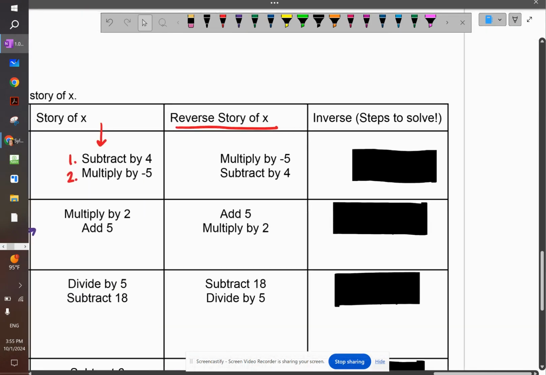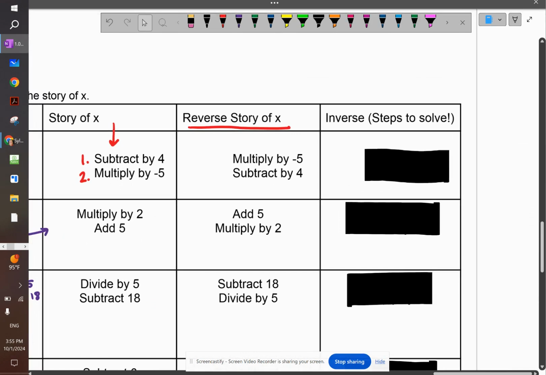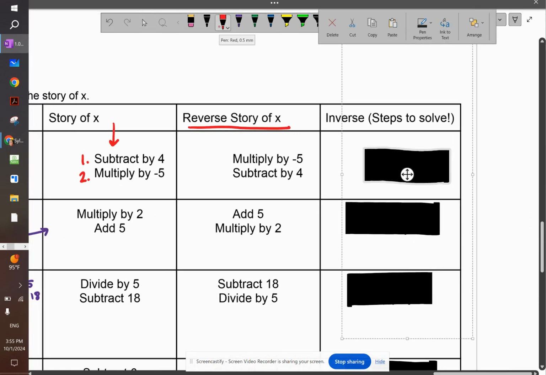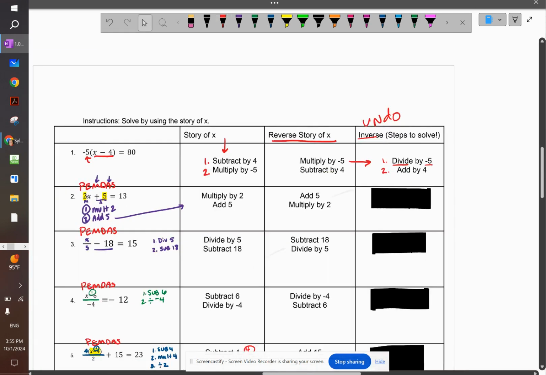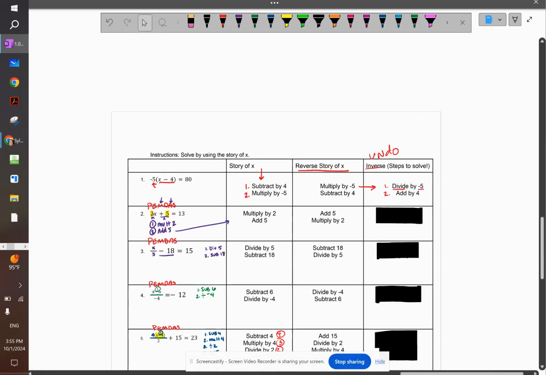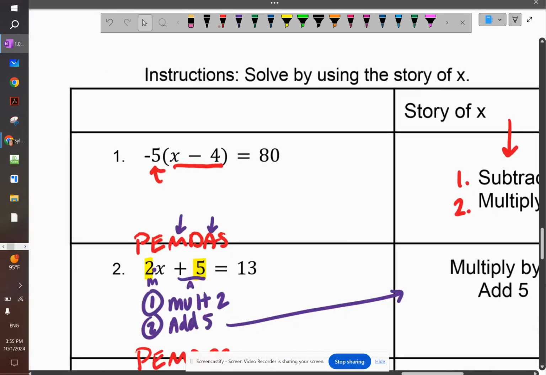Okay, that's the reverse order. Now you're going to do the inverse. So how do you undo? The inverse is going to be undo. How do you undo multiplication? Well, that's going to be division, and the number stays the same. This is going to be your to-do list when you go and solve. How do you undo subtracting by 4? You're going to add 4. So for example, now this is my to-do list. The inverse says that I am going to divide by -5.